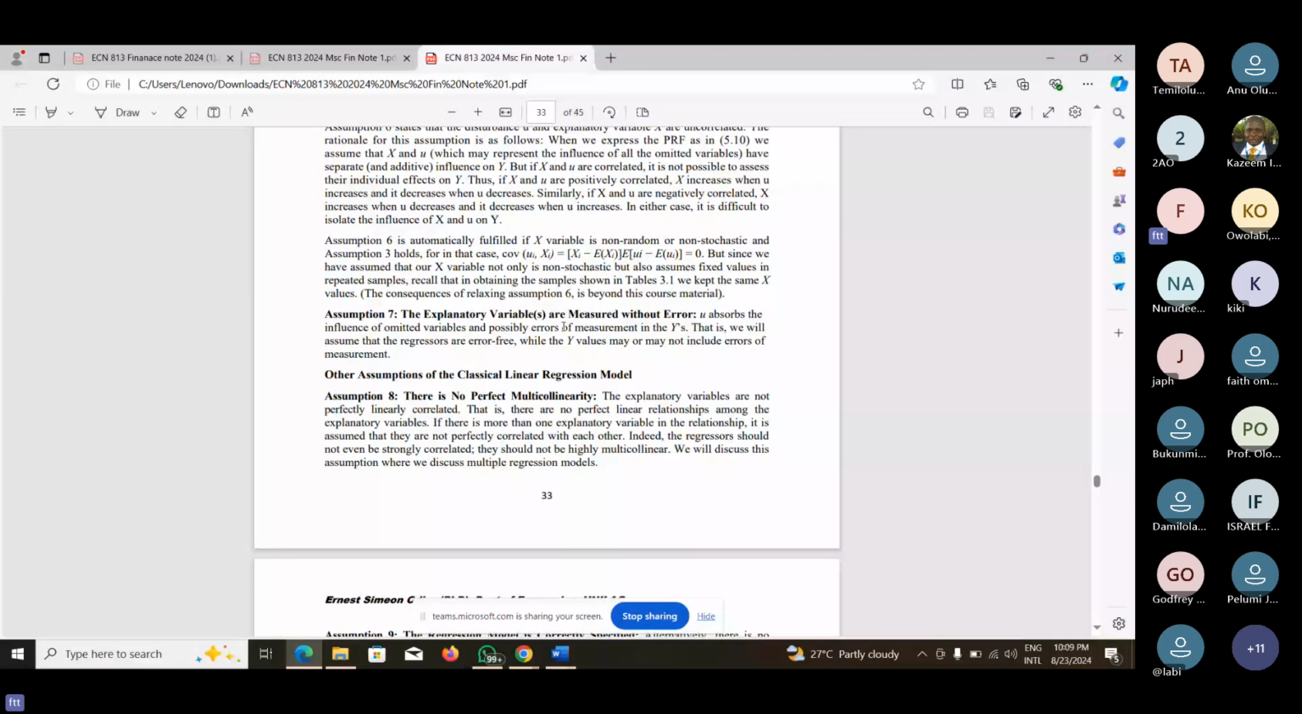So let's move on to assumption 8: there is no perfect multicollinearity. What can we say about that? Can someone explain that there is no perfect multicollinearity?